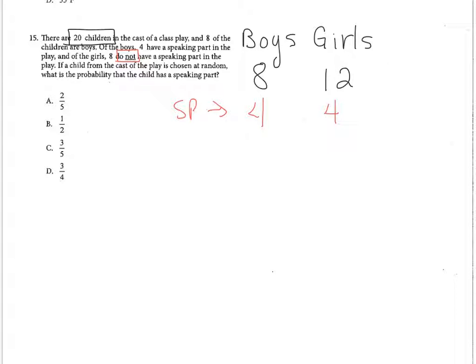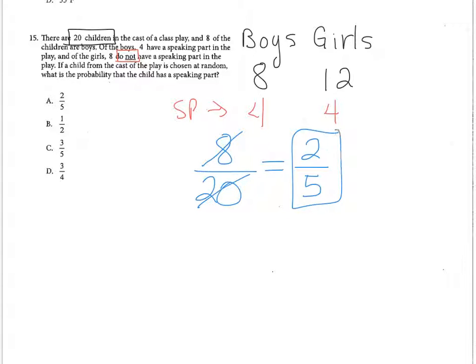So how many total have a speaking part? 8. And the total number of kids is 20. So let's just reduce it, and that would be, by 4 is 2, by 4 is 5. So it's A. And that's it. That was number 15. Yes.